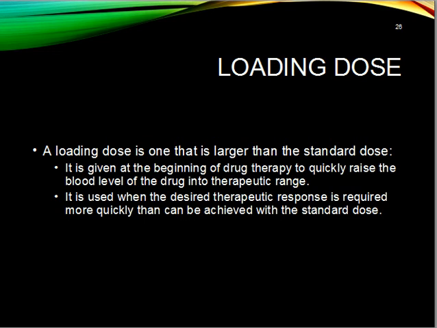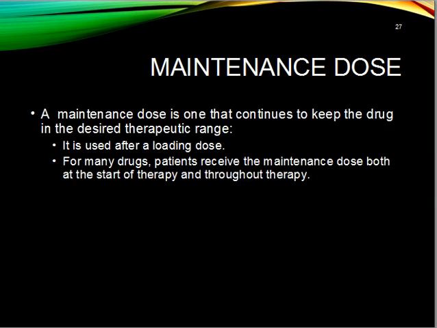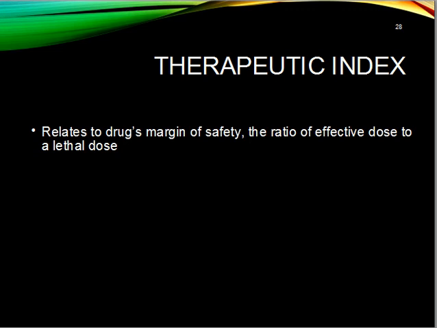Loading dose. A loading dose is one that is larger than the standard dose. It is given at the beginning of the drug therapy to raise the blood levels quickly. It is used when the desired therapeutic response is required more quickly than can be achieved by the standard dose. Maintenance dose is one that continues to keep the drug in the desired therapeutic range. It is used after the loading dose, and for many drugs, patients receive the maintenance dose both at the start of therapy and throughout therapy. Many drugs do not have a loading dose.